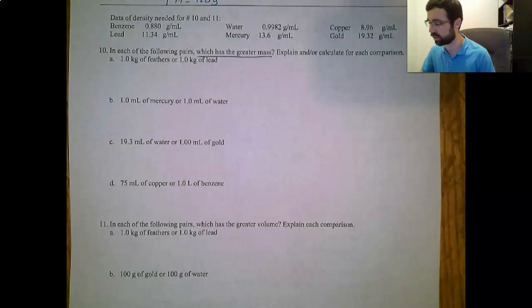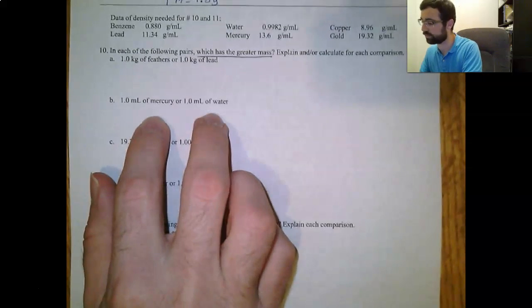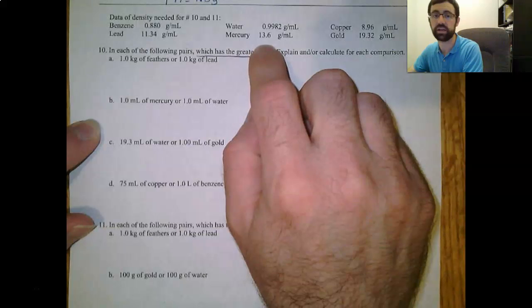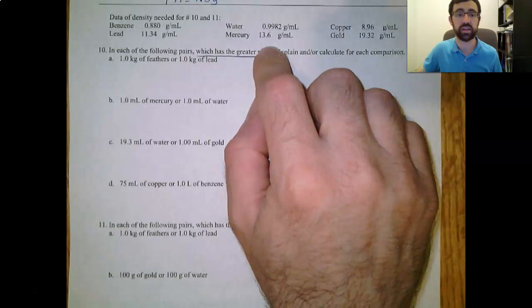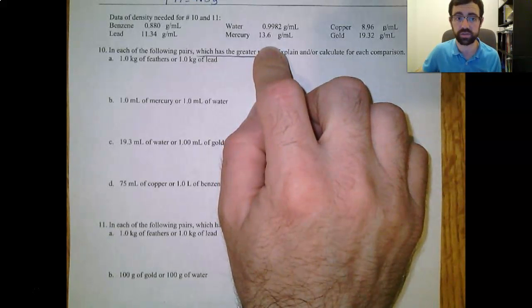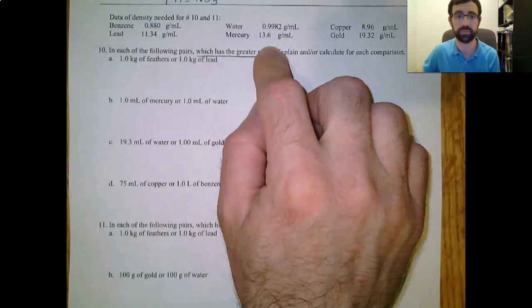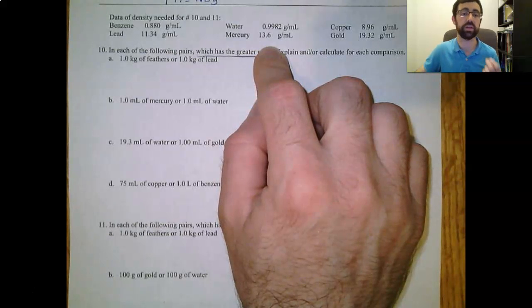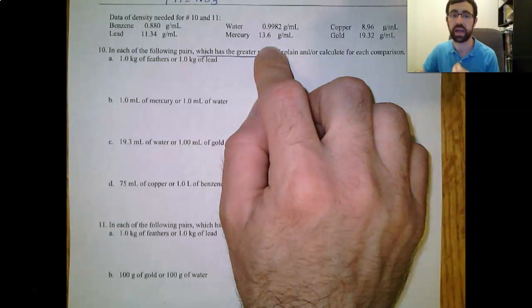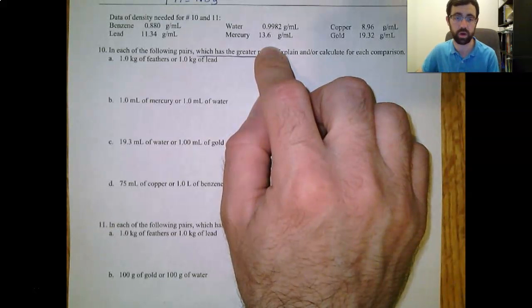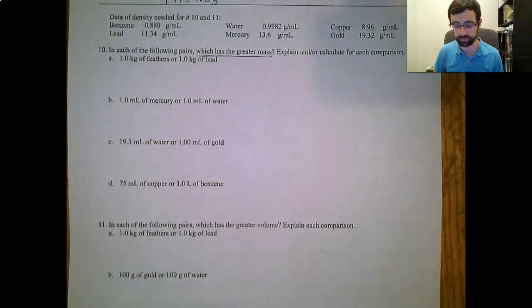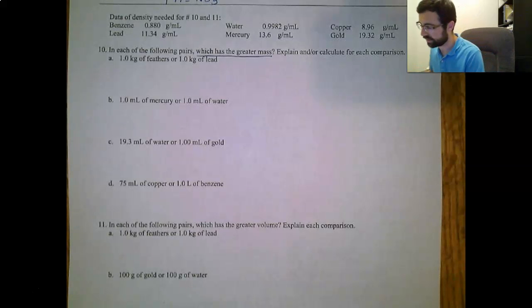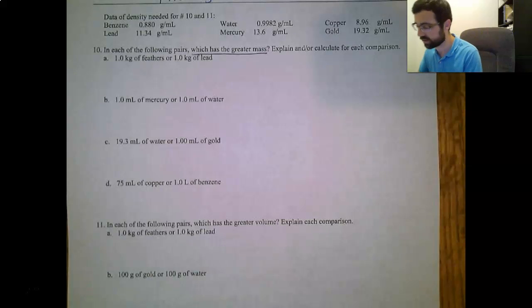So I'm looking at this one, mercury and water. Well, if I compare those, mercury has a much greater density than water does. So I could say because we have equal volumes of mercury and water, the mass of mercury is greater because mercury has a greater density than water does. You could explain it with words like that, and you could write that out. Another way you could do this is actually by solving for the density, okay? Or solving for the mass, I'm sorry. But we'd use our density equation.